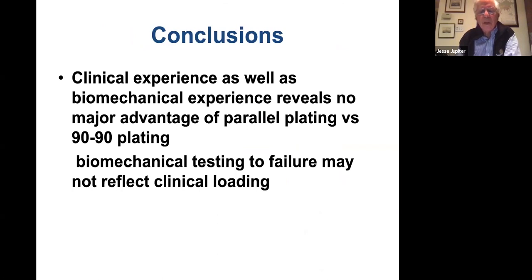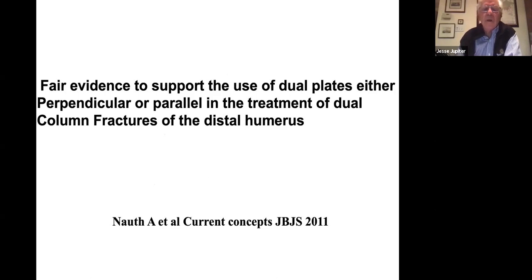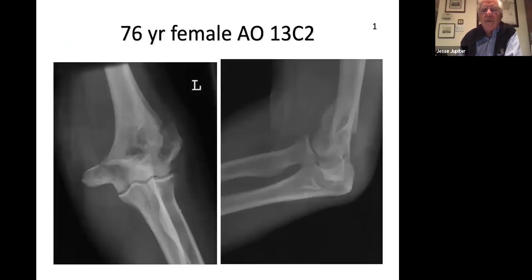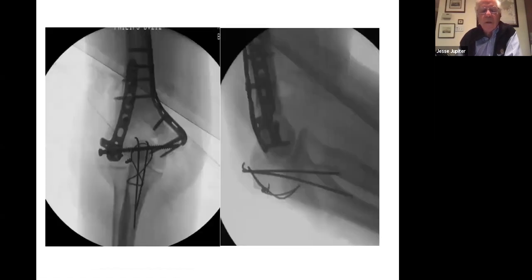Remember that biomechanical testing to failure in these cadavers may not reflect what they're seeing clinically. It may be much more loading than you see clinically. And the literature supports either one. Are lock plates necessary? Probably not. Lock plates are too stiff. In metaphyseal areas here, they may have a higher rate of non-union. These are the very low distal fractures that can be treated with angular stable fixation.